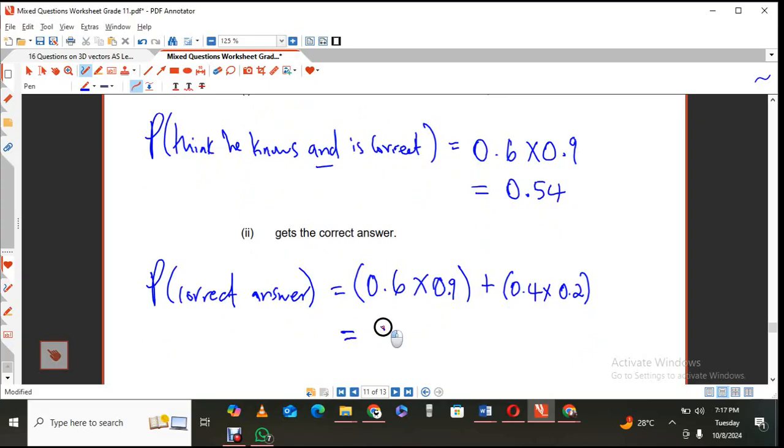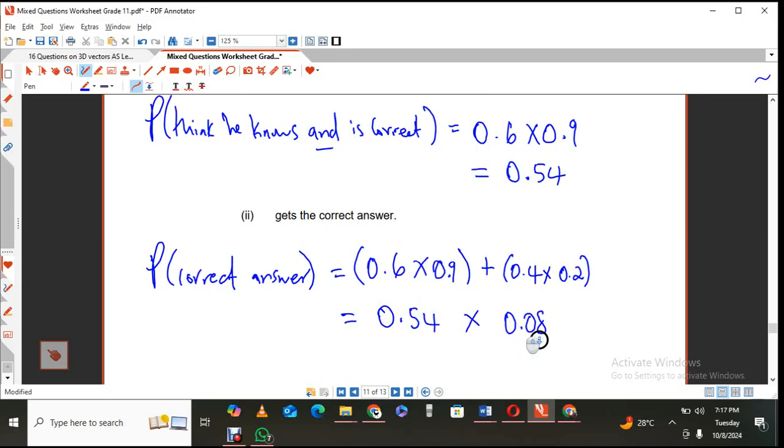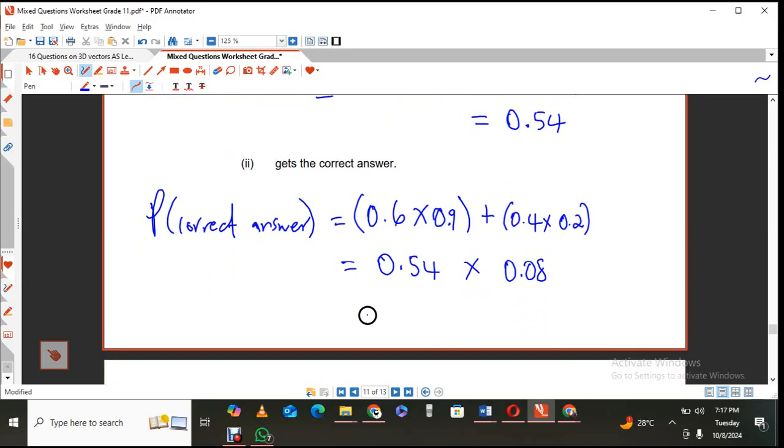So we know from our previous answer this one was 0.54. Then this one is 0.08. Simply add those two, then you get the answer. So here the answer will be 0.62. Good, let's bring in the other guy in.